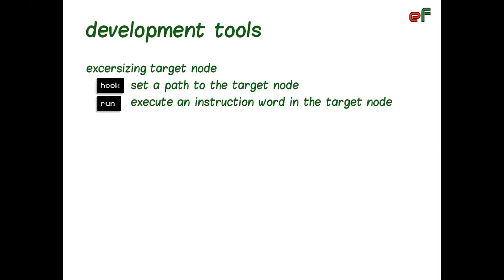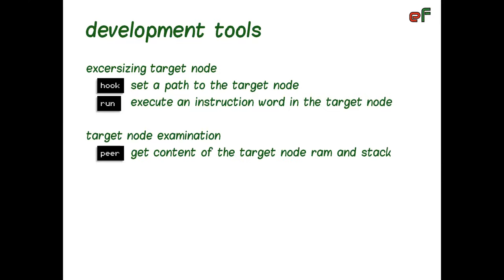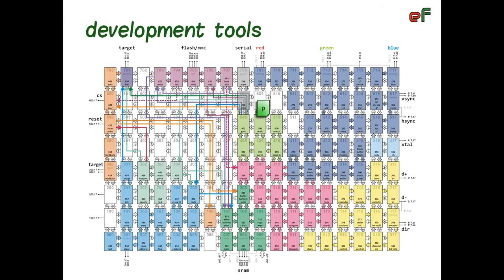Another useful tool allows target node examination. It's defined as word peer, and it displays the target node stack as well as the content of its RAM. The word expects a path to the target node on the interpreter stack. It takes the path, builds an Ether message, and sends this message to the utility node 600, asking it to get the data. This node, together with node 700, sends a message to the target node via the service line, where the message delivers code in its payload that reads the content of target node RAM and stack and sends the content back to node 700 as an Ether reply.